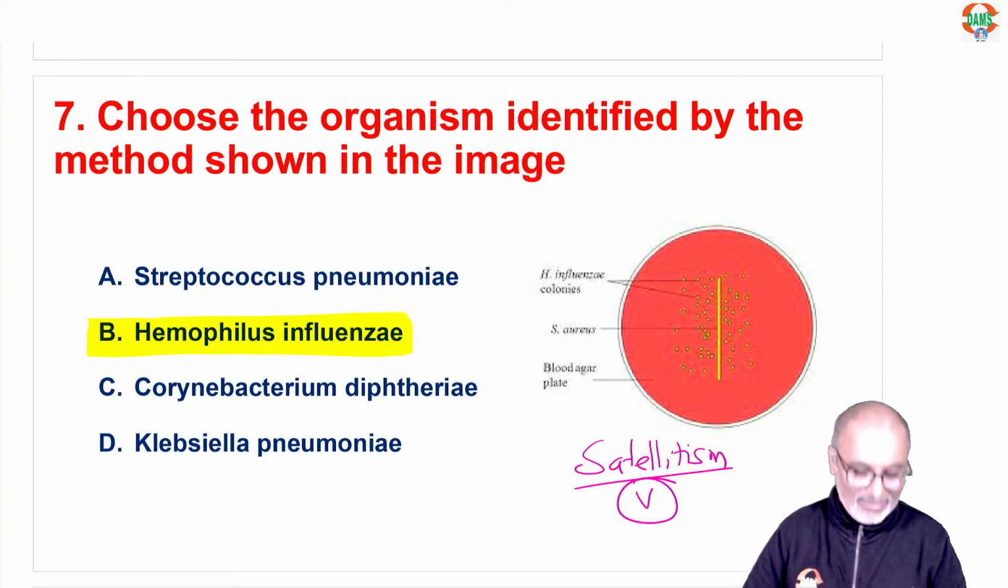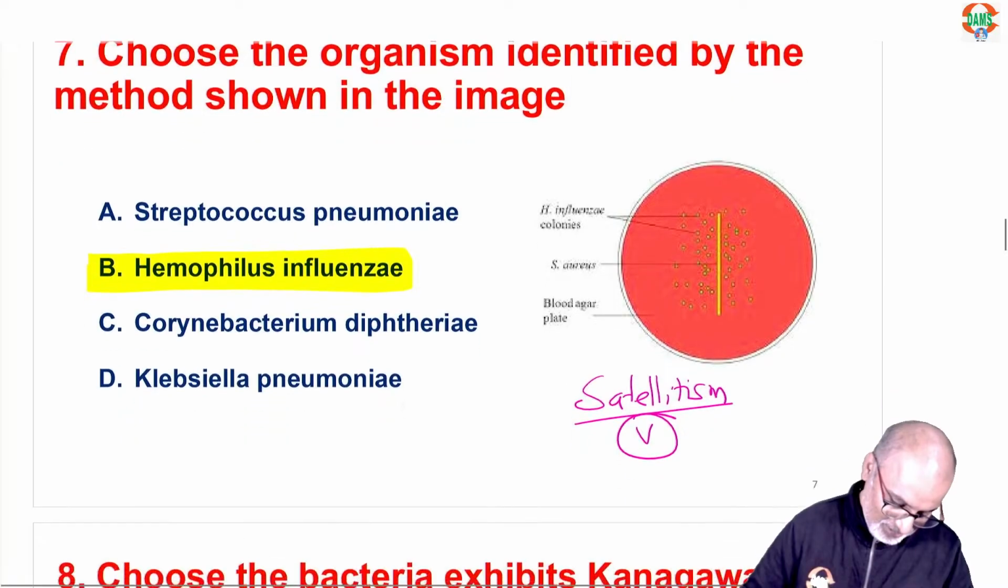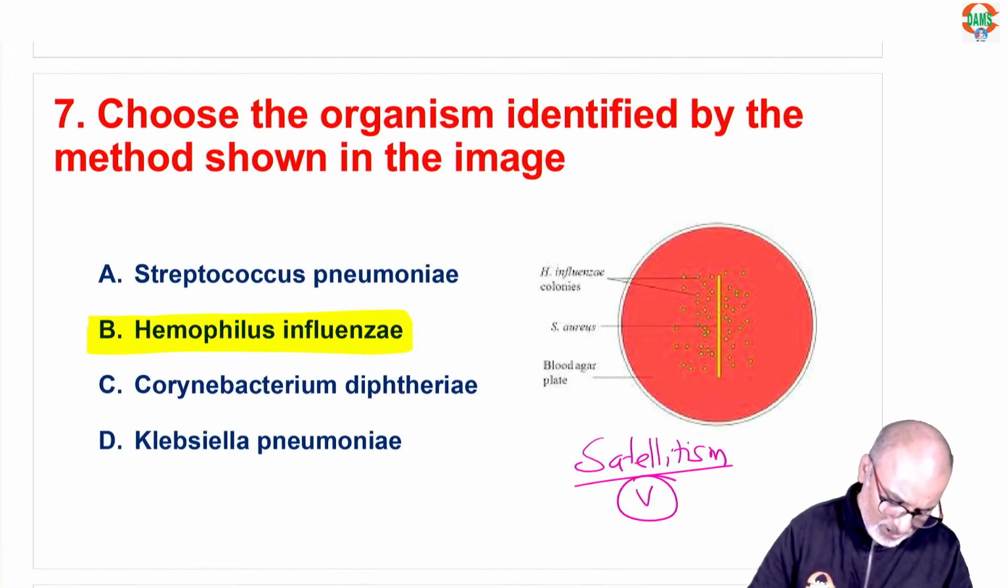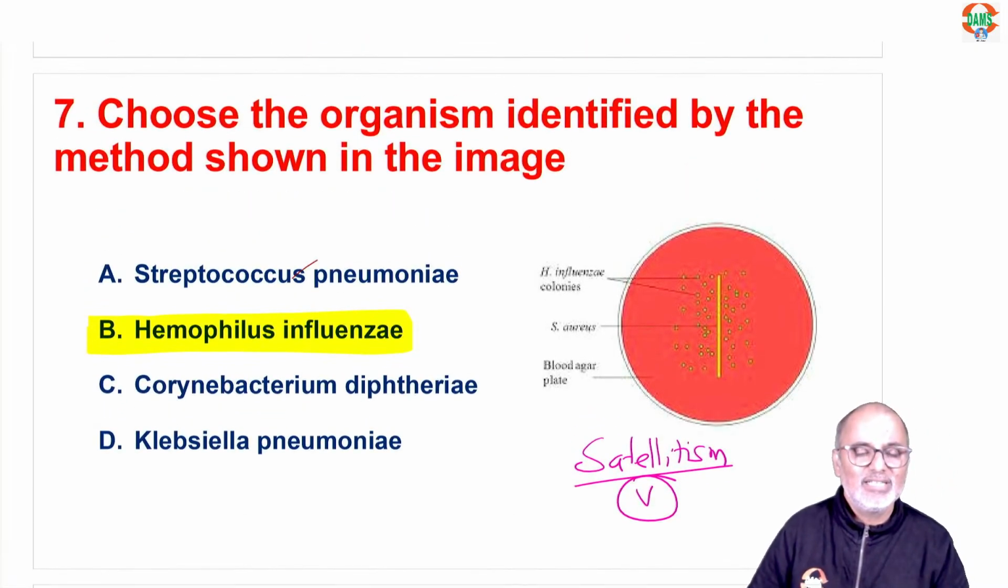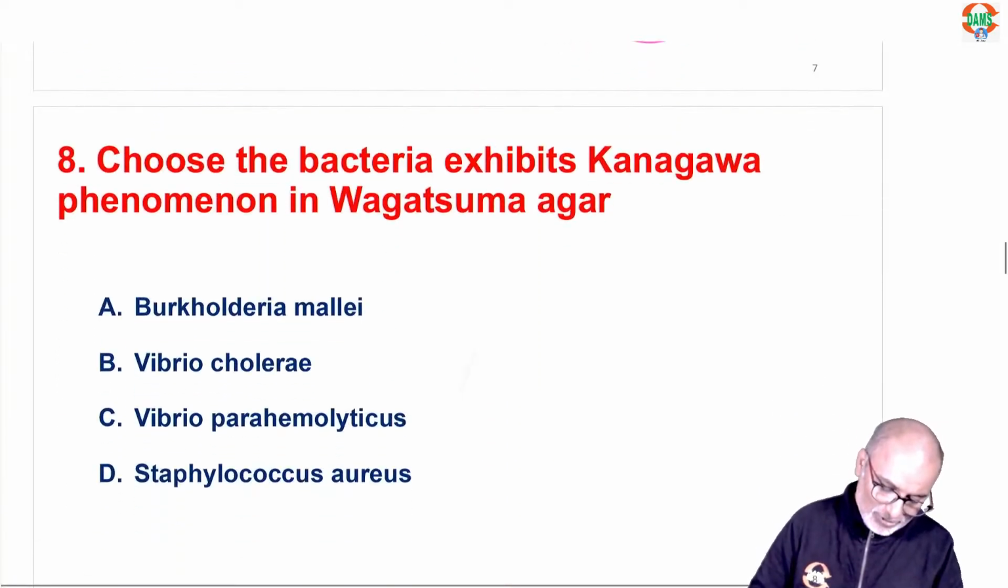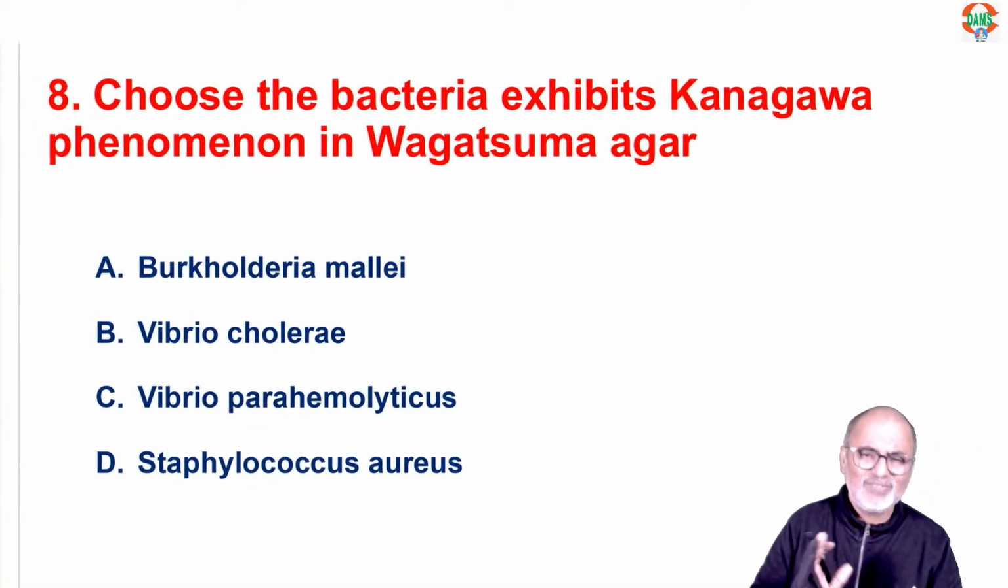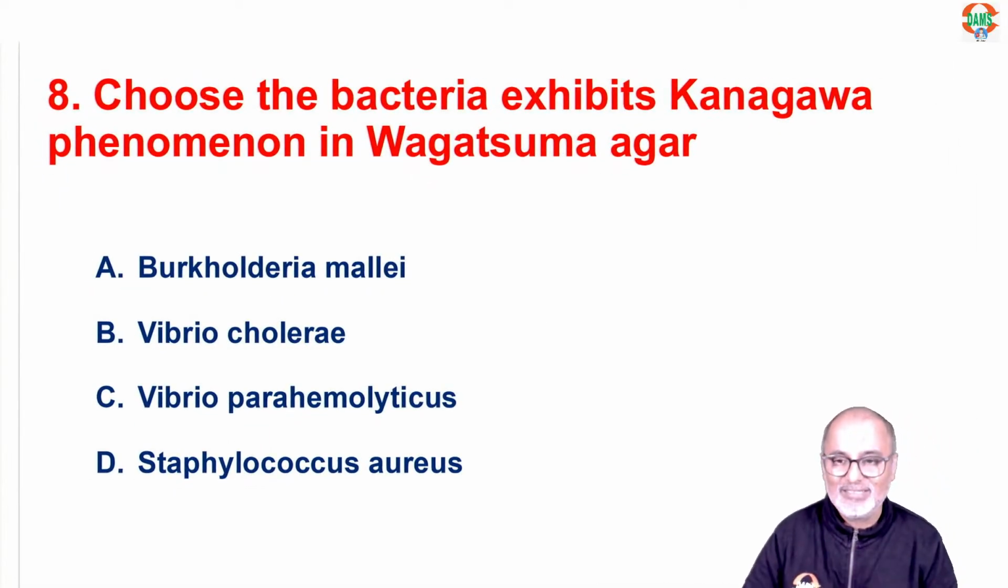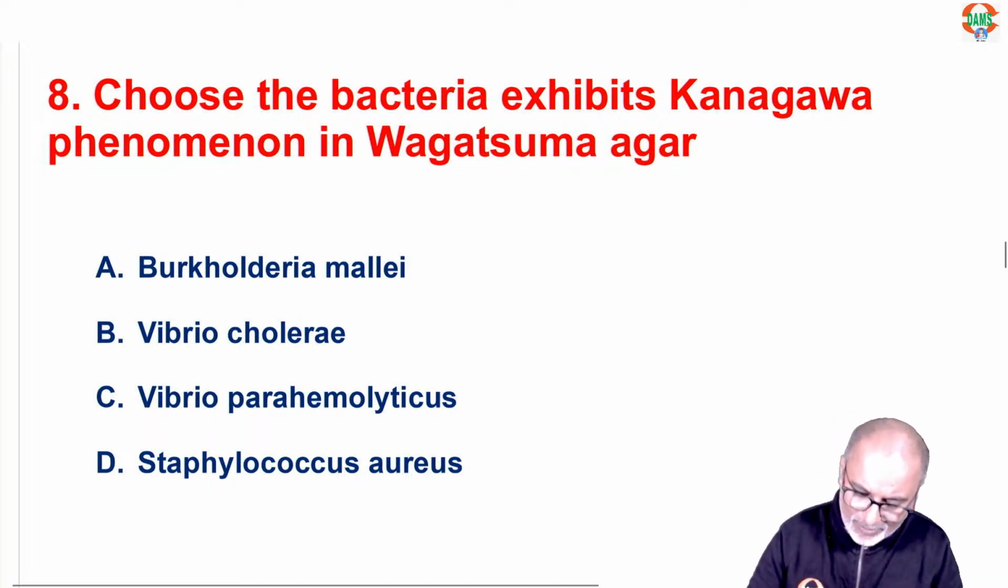Got it? Next is, Streptococcus pneumoniae produces Draughtsman colonies. Corynebacterium diphtheriae, the selective medium is potassium tellurite blood agar. Klebsiella pneumoniae produces mucoid colonies. Choose the bacteria that exhibits Kanagawa phenomenon, Wagatsuma agar. I used to teach Vibrio parahaemolyticus, just 5 points.